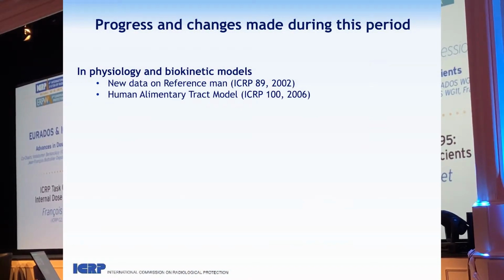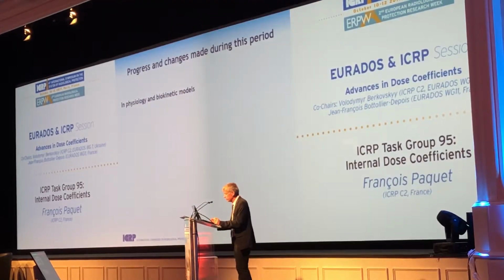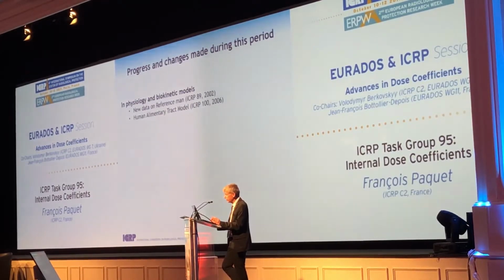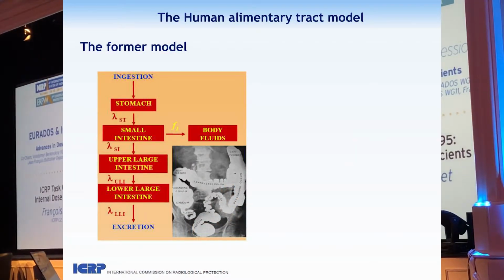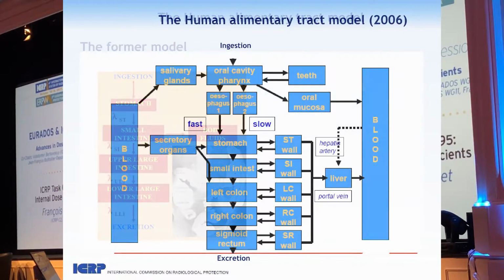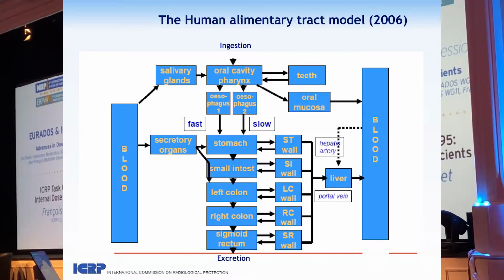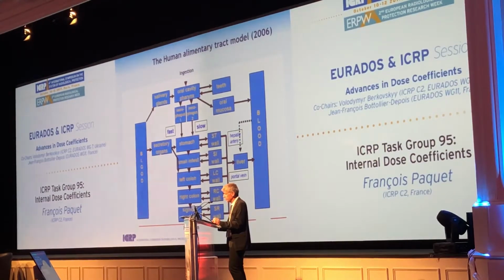The problem is that we have made much progress in science during this period. You remember that the first dose coefficients for the worker were published almost 35, 40 years ago. We have made progress in physiology and biokinetic models. We have published new data on reference man. We have a new alimentary tract model. I will not detail the model, but just to remind you that the former model had only 4 compartments, and the new model, which is definitely much more sophisticated, allows us to better describe the deposition and the retention of the different radionuclides in the different tissues, including the wall of the tissue. So just to show you that the science is progressing, and we are trying to integrate the new developments of science in this model.